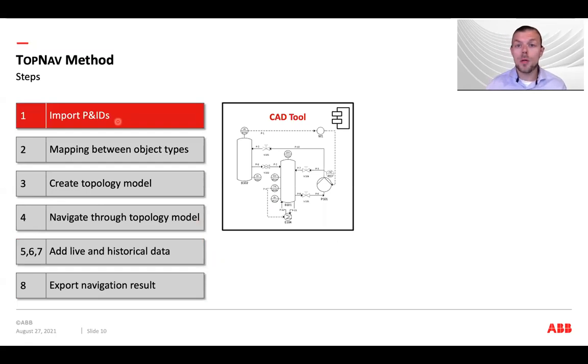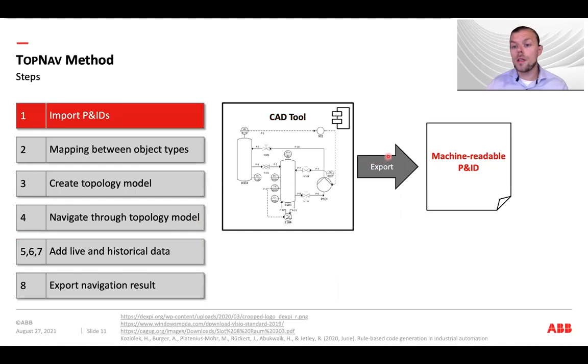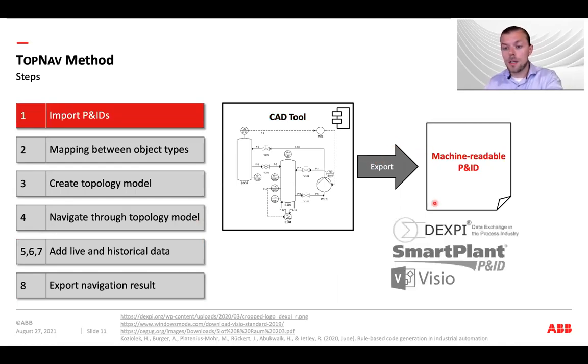Importing P&IDs requires the existence of P&IDs. Usually they are drawn in CAD tools, and some of those tools have export features to store the diagrams in an open machine-readable format. Examples are DEXPI, which is XML based and stands for Data Exchange in the Process Industry, or SmartPlant P&ID from Hexagon, or Microsoft Visio. Each input format requires us to implement a topology importer module.